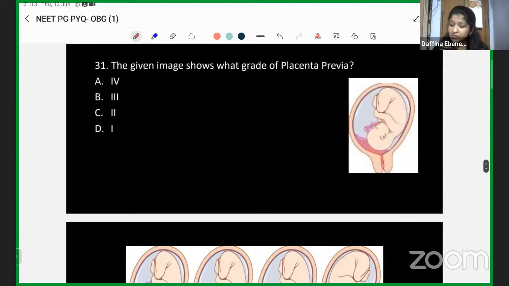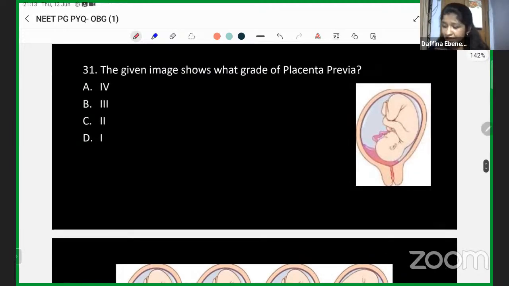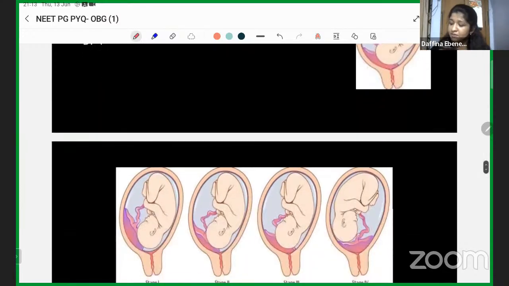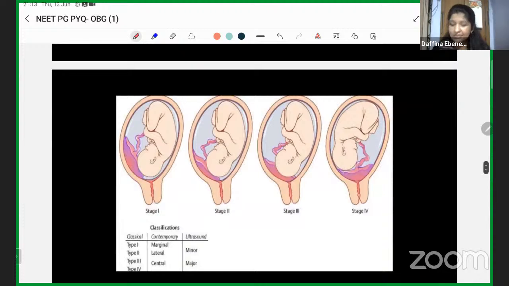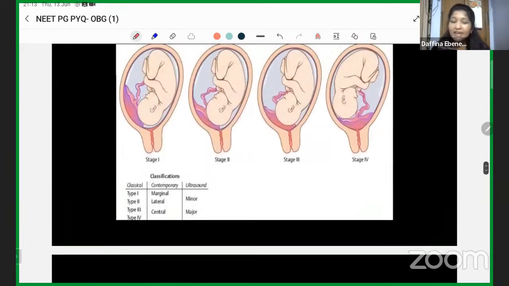So the picture given here is where it is partially covering the internal os. That is stage 3. There might be a confusion if it is stage 3 or 4. Central placenta previa is actually central. It will be correctly in the middle, covering the entire internal os. Whereas in stage 3, it is going to partially cover the internal os. The rest of the placenta will be in the lower segment, but it will not come fully down like in stage 4. There's one more named regimen, a conservative management done in placenta previa, which is the Johnson and McAfee regimen.